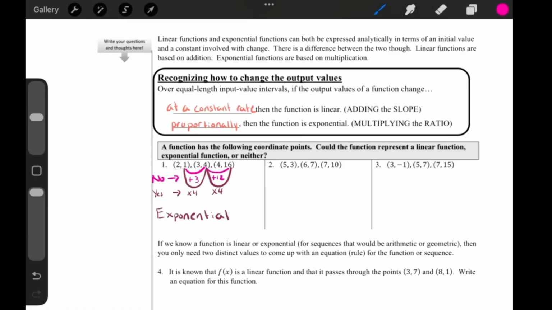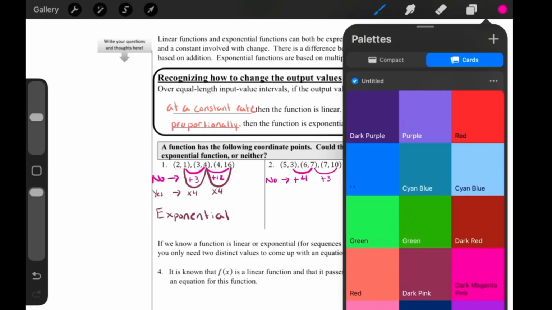Okay, so from 3 to 7, that is 4 away. From 7 to 10, that's 3 away. So close yet so far. So nope, that does not work for this one.